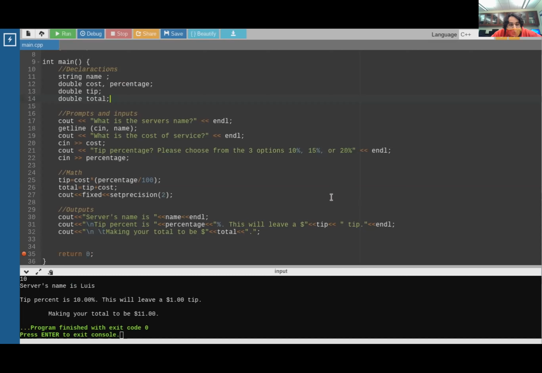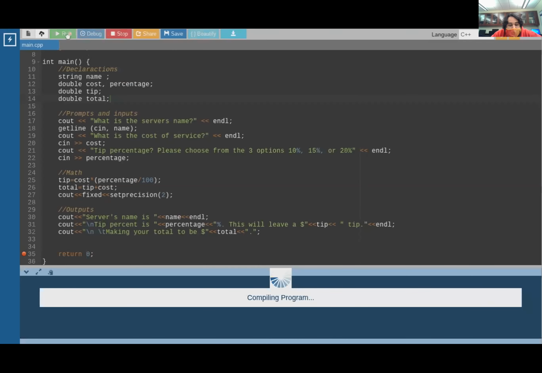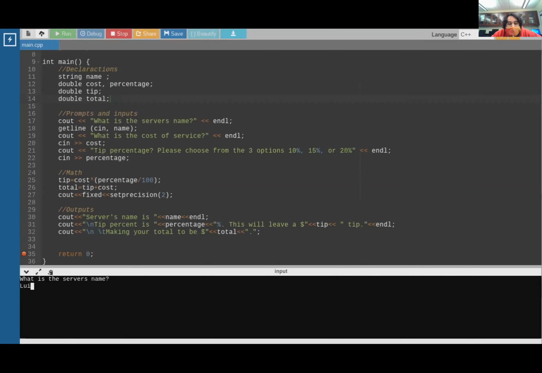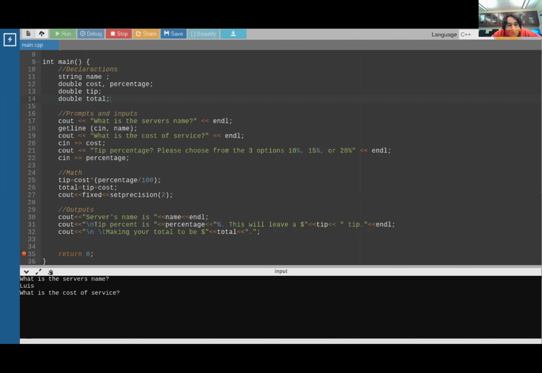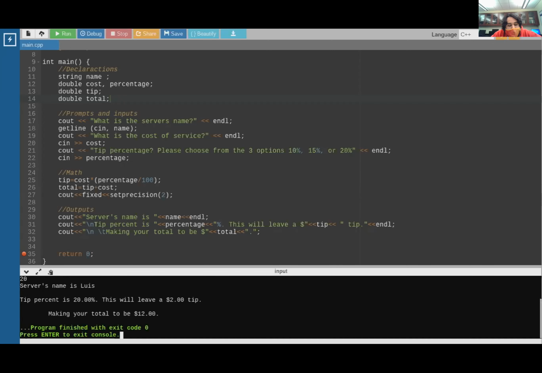Okay. Cool. All right. So we got the server's name, the cost percentage. Then you did the math right there. You have your outputs. Server's name is this. Tip percent is this. Cool. And then what if you did something else? Like what if you did 20? Will it output nicely? Perfect. Yeah, I think that looks good.